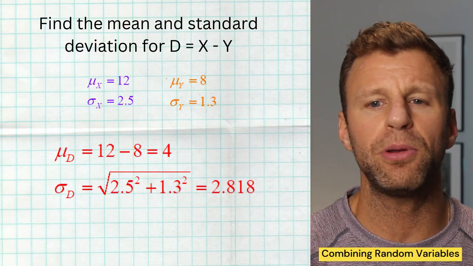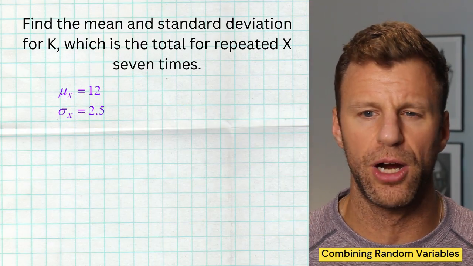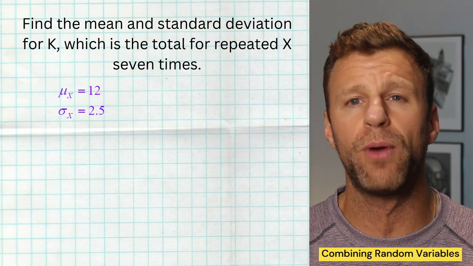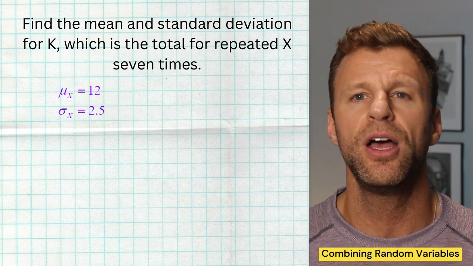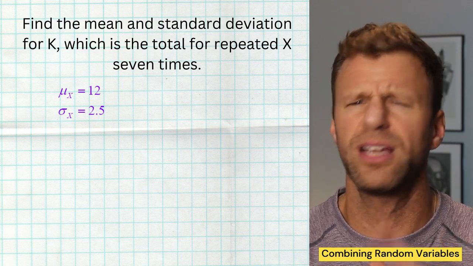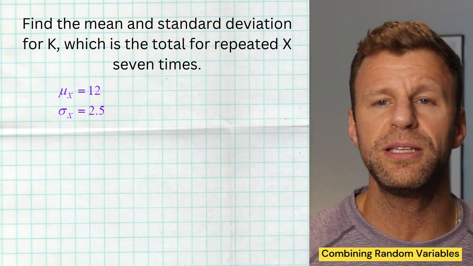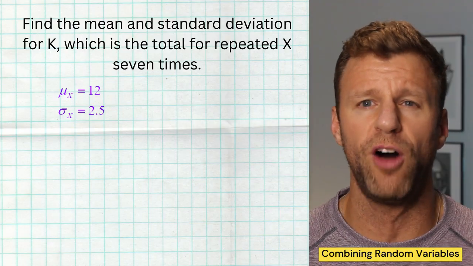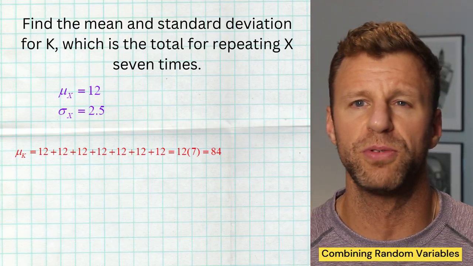All right, final example, let's talk about repeating a random variable. So let's say that we're going to have k. K is a random variable of repeating random variable x 7 times. So we're going to do random variable x, do it again, and again, and again, and again, and again, and I think that was 7. All right, so what is the mean? Well, every time you have random variable x, you expect 12. So it's 12 plus 12 plus 12 plus 12 plus 12 plus 12 plus 12.